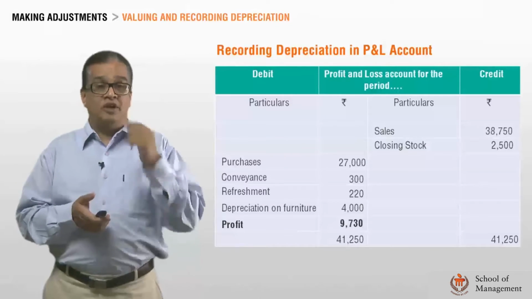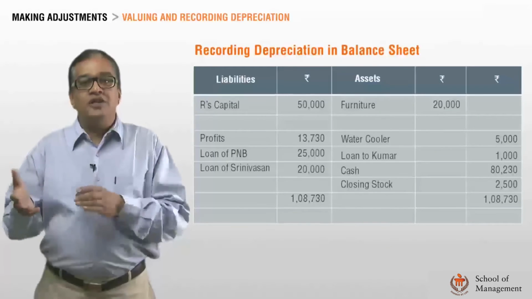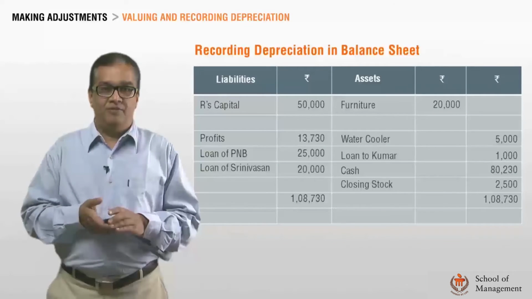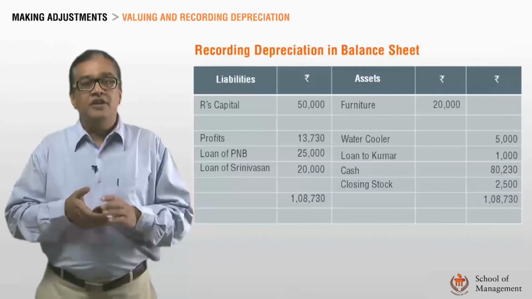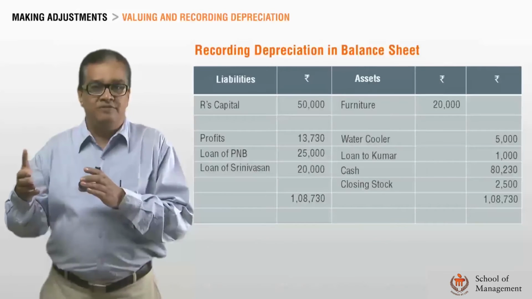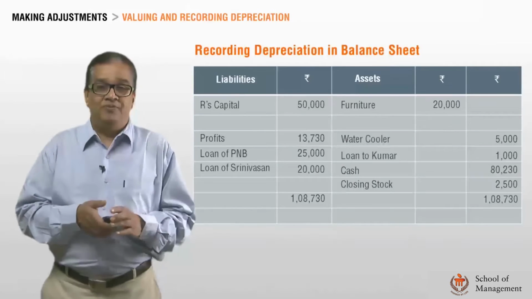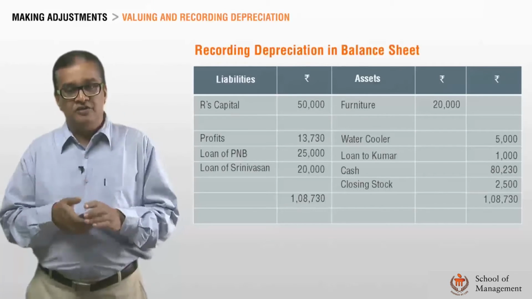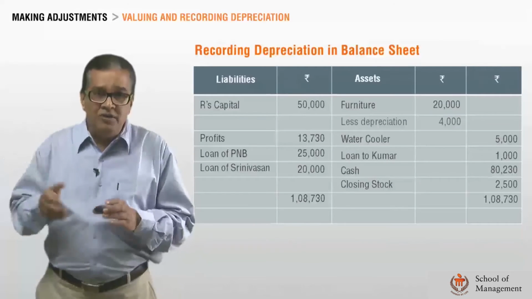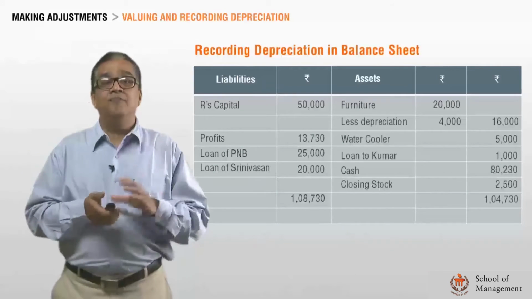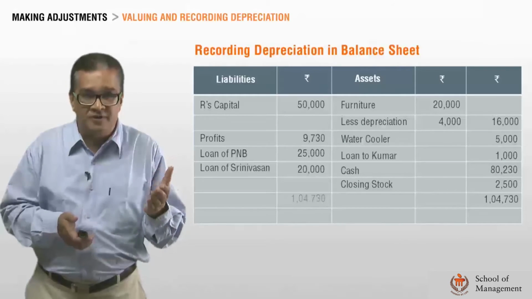Now, when the profit comes down by rupees 4,000, this is only one side of the impact. The balance sheet has also to be impacted. So, what do we do in the balance sheet? In the balance sheet, we show the value of furniture as reduced by rupees 4,000. So, the original value of furniture is 20,000, less depreciation 4,000, and the amount to be taken in the amount column is rupees 16,000.